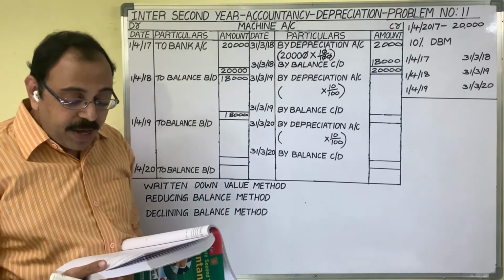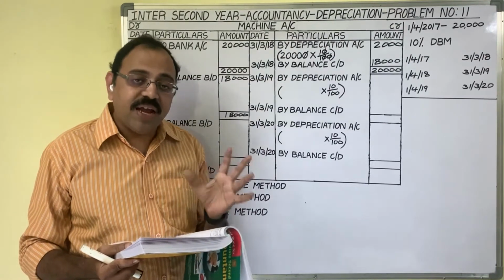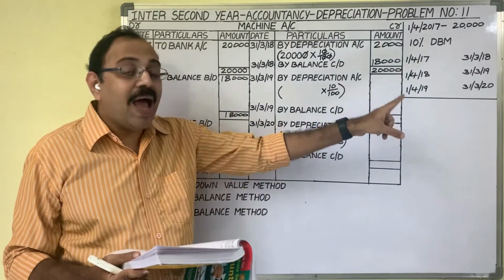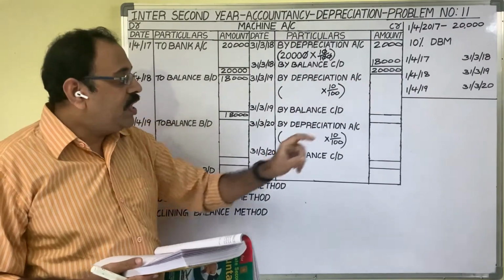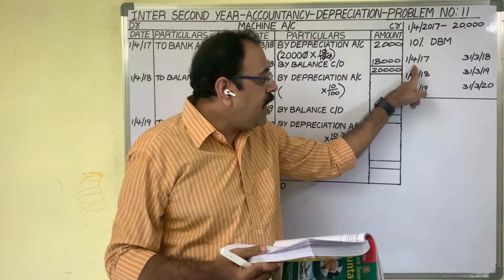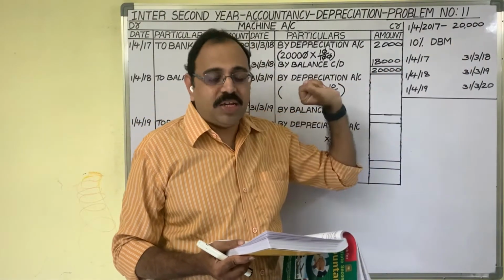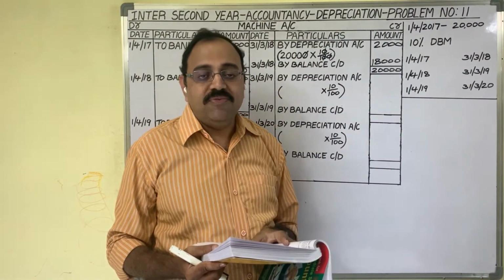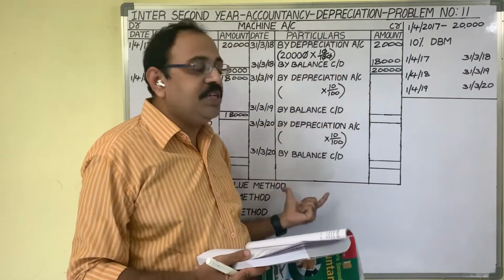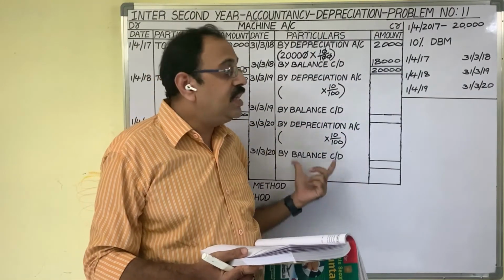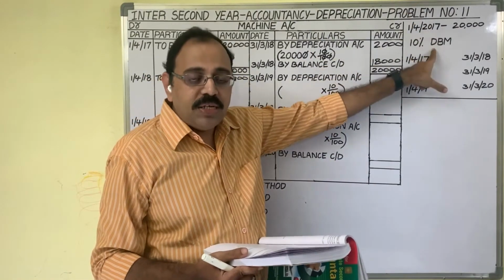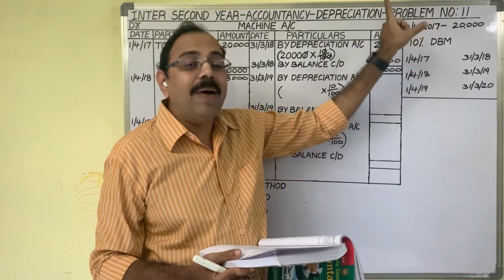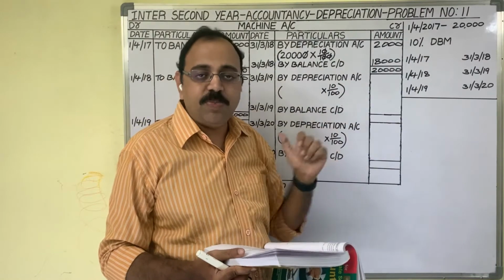The company prepares accounts at the end of the financial year. The company follows the financial year as its accounting year, so the year starts from 1st April and ends on 31st March. Prepare the machine account for 3 years. First I will explain how to prepare the machinery account. Then we will see the meaning, advantages, disadvantages and suitability of the diminishing balance method. Let us solve this problem first.